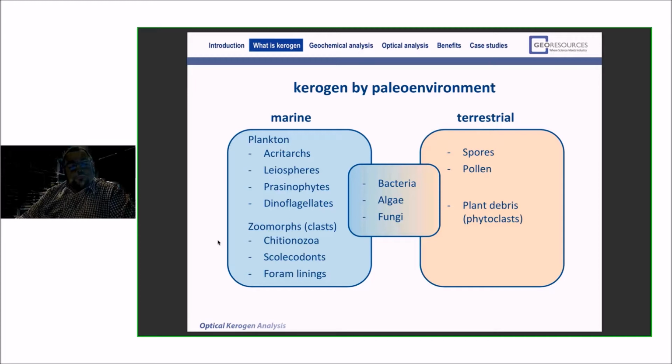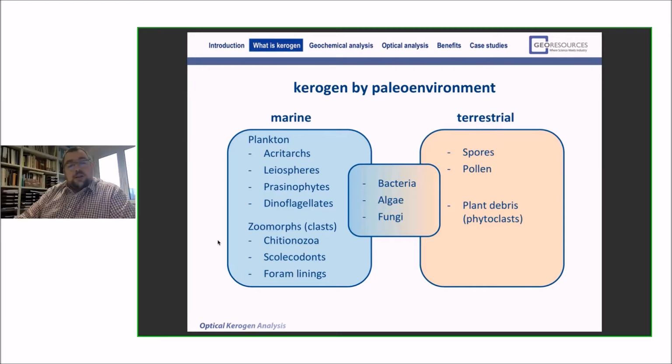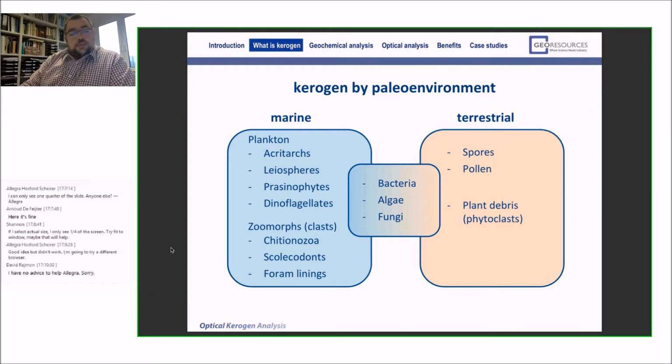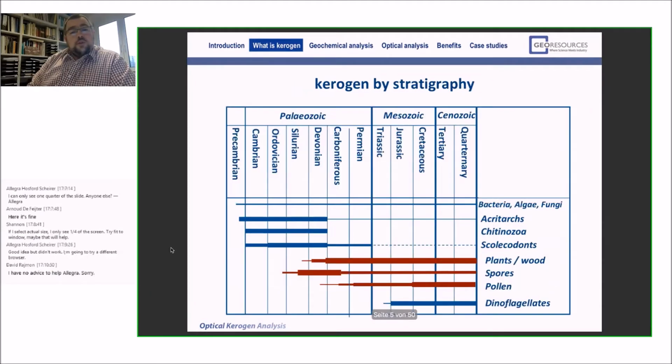And then we have the group in the middle, bacteria, algae, and fungi, which is a sort of this and that. We can have it from purely terrestrial lacustrine systems up to marine environments. So this is a group that can be present almost everywhere. Besides the paleoenvironmental control, we also have a stratigraphic control on the type of organic matter that we can store in the sediments. Here we have the major groups of organic material producing organisms in time.